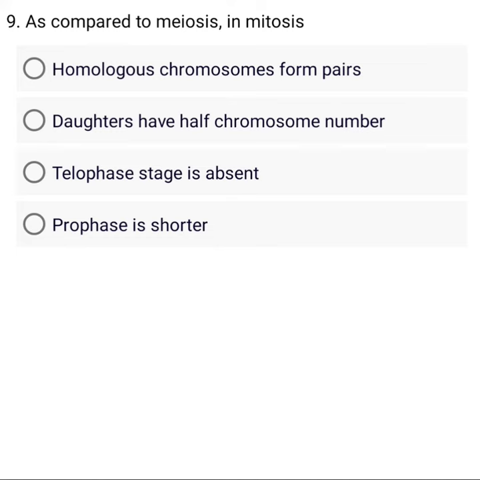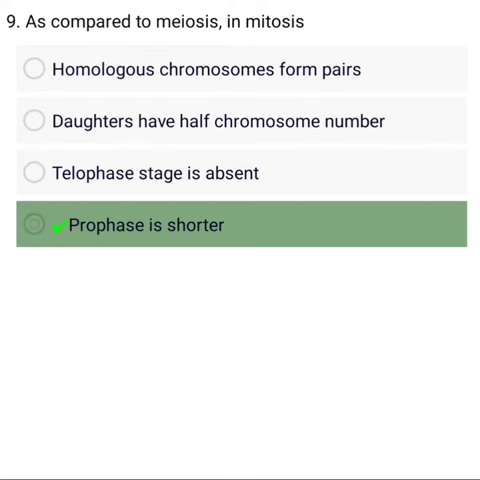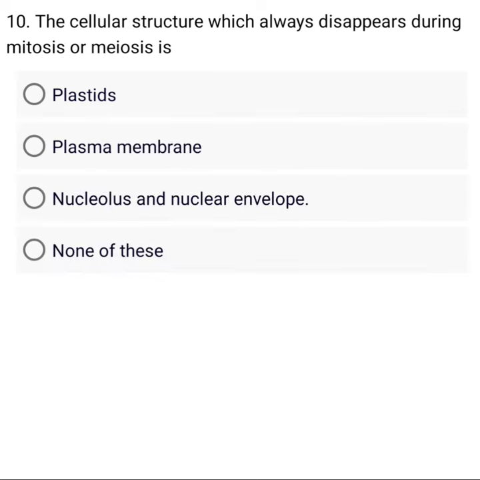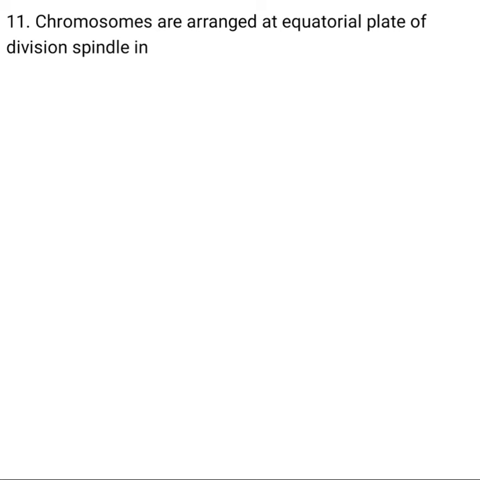As compared to meiosis, in mitosis, A. Homologous chromosomes form pairs, B. Daughters have half chromosome number, C. Telophase. The cellular structure which always disappears during mitosis or meiosis is A. Plastids, B. Plasma membrane, C. Nucleolus and nuclear envelope.